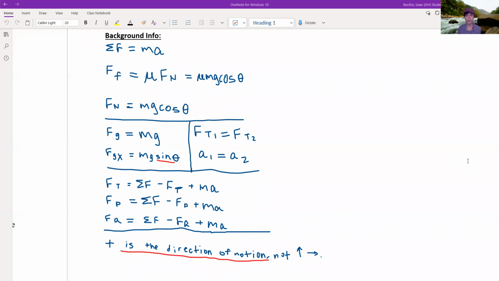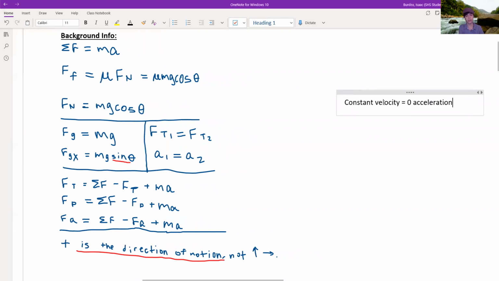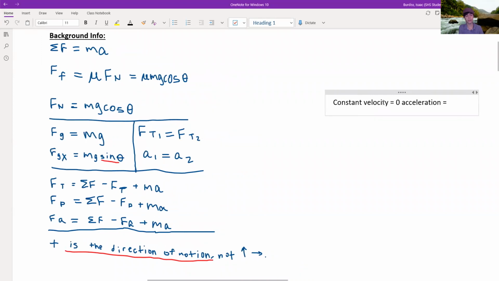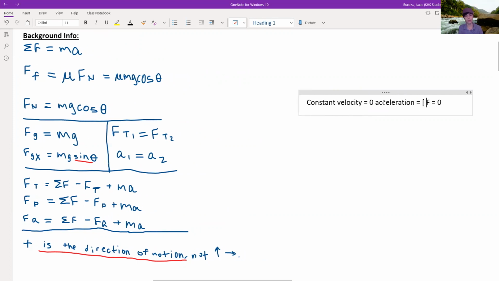Remember why? If you have a constant velocity, acceleration equals 0, that means that the sum of the forces equals 0. I don't know how to write that sigma thing, so just pretend that's that Greek letter.